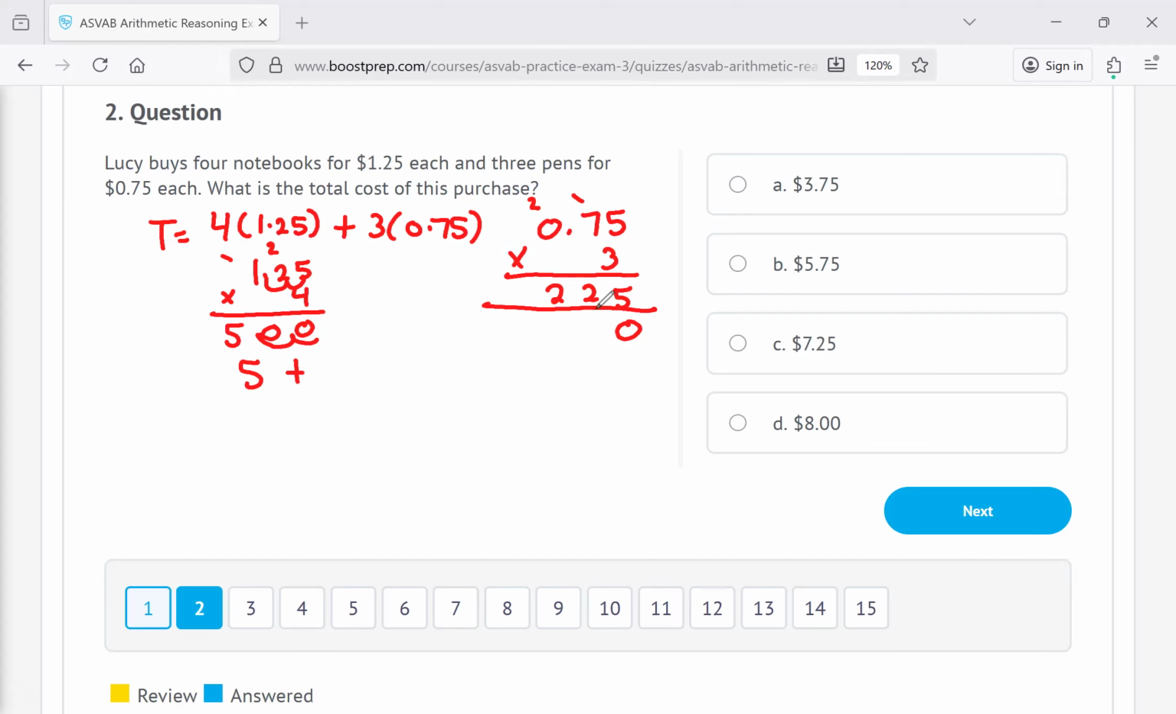And then just add them up. So it's actually 225. And then count how many decimal places: 1, 2. So that's going to be 2.25. Okay, so your total is going to be $5 and $2.25. There's 5, 2, and then this is 7. Okay, so it's letter C. Yep, that wasn't too bad, right?